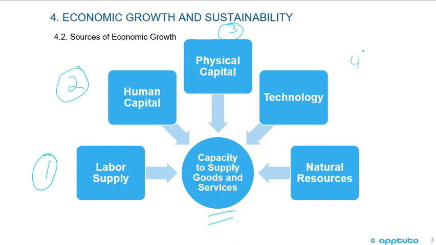4 is technology. Increase technology. Again, similar to increasing the human capital, increasing the technology, you're going to increase the productivity, and that will increase capacity to supply goods and services. And then finally is natural resources. Increasing natural resources, for example, new discoveries of gas or oil, is going to increase the capacity to supply goods and services. So in summary, 5 sources of economic growth: labor supply, human capital, physical capital, technology, and natural resources.